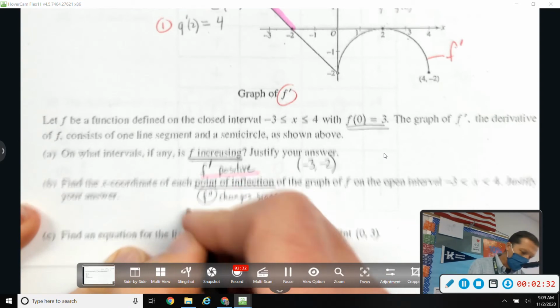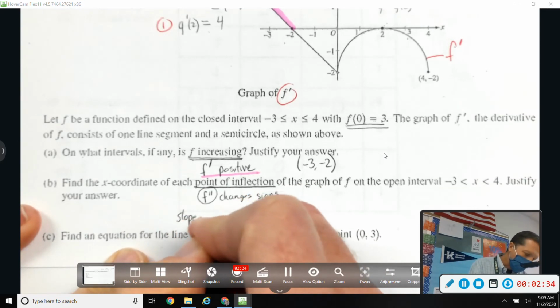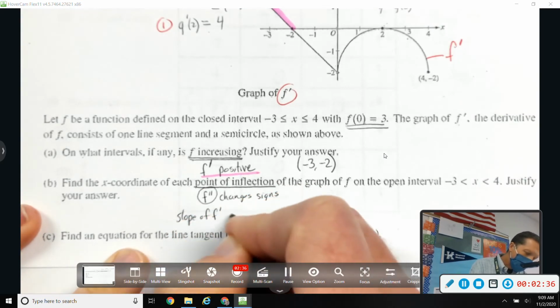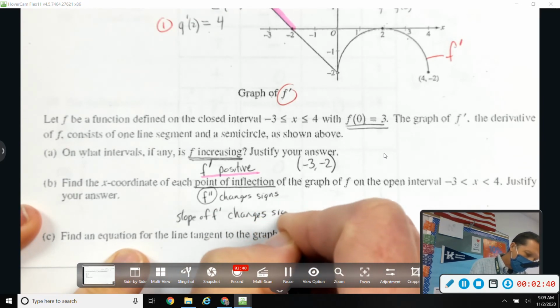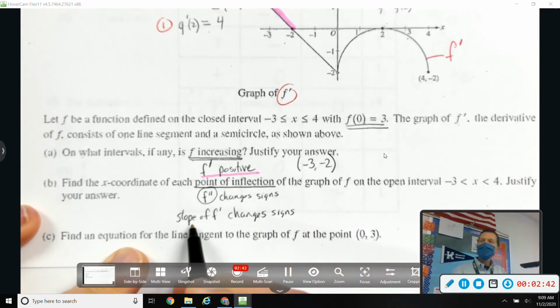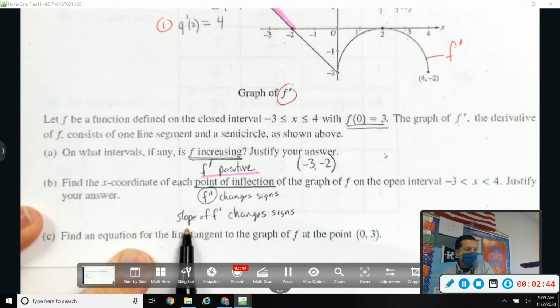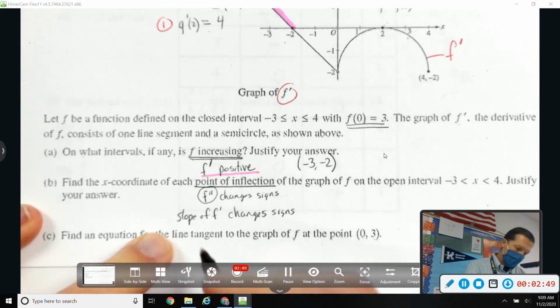Yeah, so I could rewrite this as the slope of f prime changes signs. Slope is another word for derivative. So what we've really said is the derivative of a derivative. That's the second derivative. So the slope of f prime changes signs.